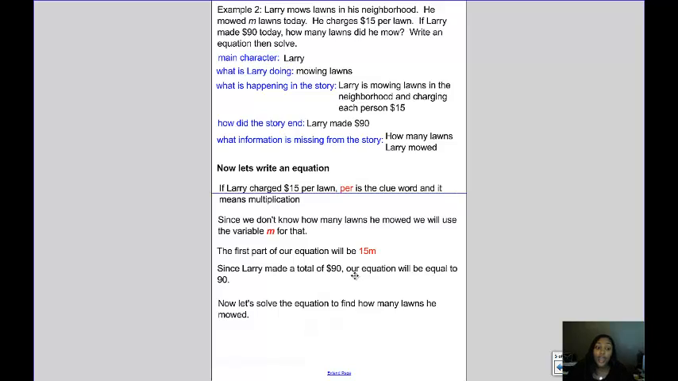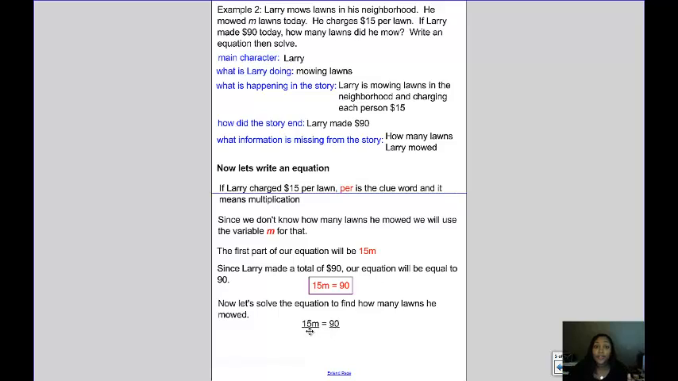And then we know that he made a total of $90. So that means our equation has to be equal to $90. So however many lawns he mowed, when he charged $15 for each one, he ended up with $90. So we know the other side of our equation would have to be 90. So that means basically our equation will be 15M equals 90. And so now we actually want to solve this equation because we want to know how many lawns did he mow.